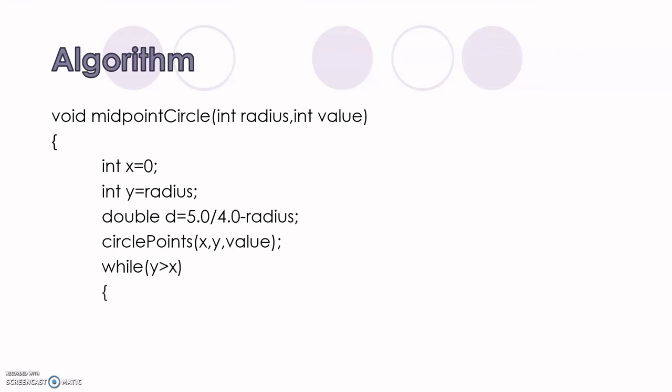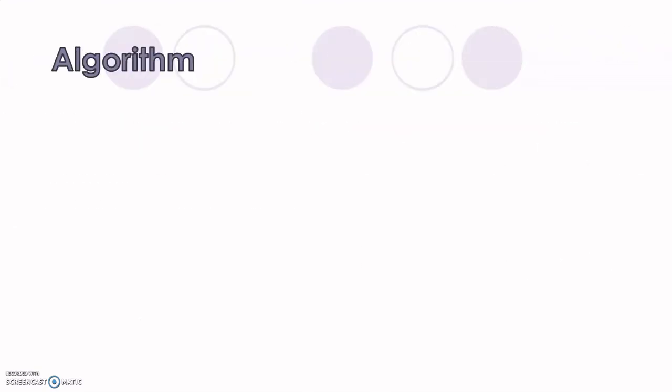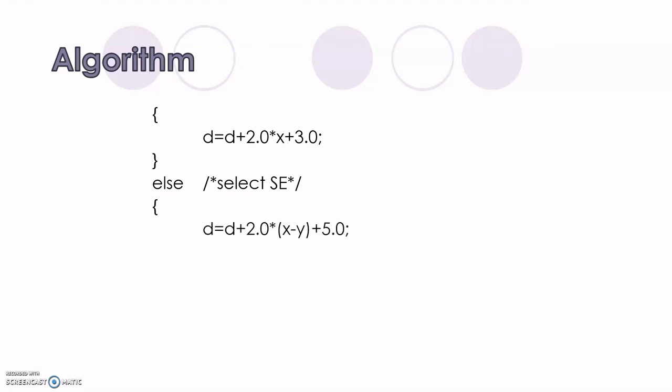What am I performing? If d is less than 0, I have to select the east pixel. So I have to add d is equal to d plus 2 into x plus 3. That is the value of delta E to d. Otherwise, if d is greater than 0, I am choosing the SE pixel. That is, I am adding d is equal to d plus 2 into x minus y plus 5. And I am decrementing y, and in both cases, I am incrementing x.